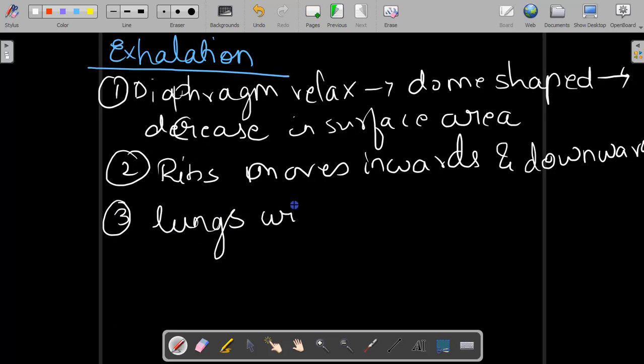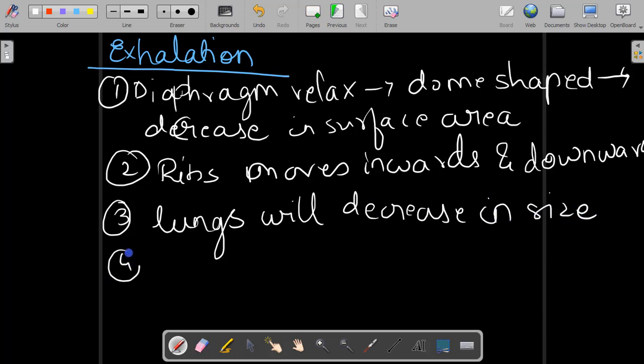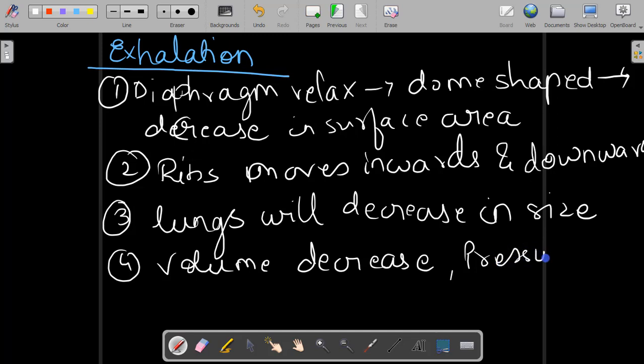Lungs will decrease in size, right? Then if they are decreasing in size, what will happen? Volume decreases. If the volume decreases, what happens? Pressure increases. Very important step you have to remember, volume and pressure.